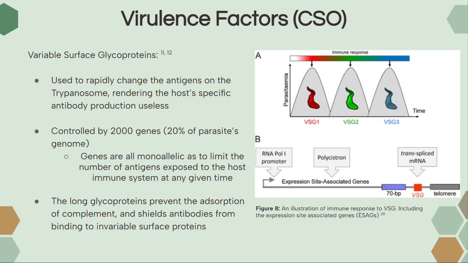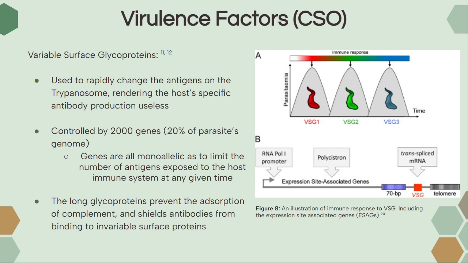It is a long chain of sugars mixed with protein that is going to be coating the outside of the organism. And the genes that code for this can be extremely rapidly changed and varied, and the organism cycles through a lot of different variations in order to avoid detection by the host immune system.